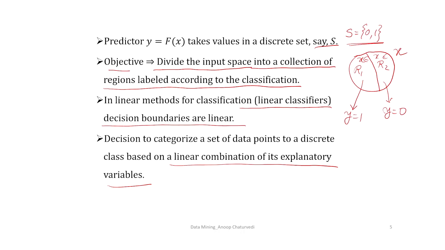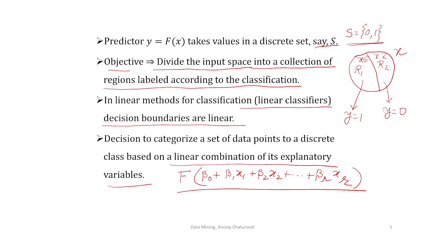But in linear methods, basically you depend upon the linear combination of different input variables, and on the basis of this linear combination you decide whether you have to classify y in class, say, R 1 or in class R 2, or whether y takes value 1 or y takes value 0.